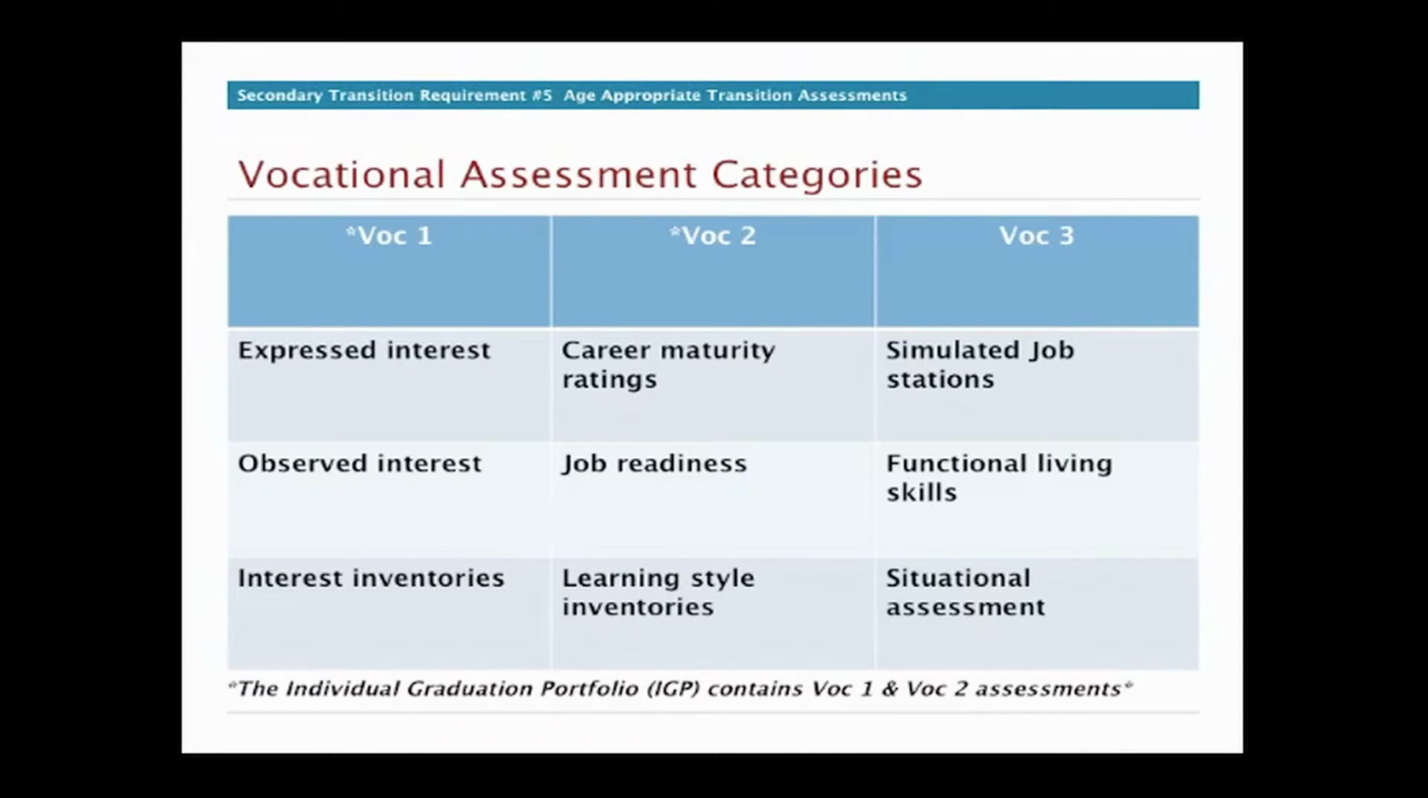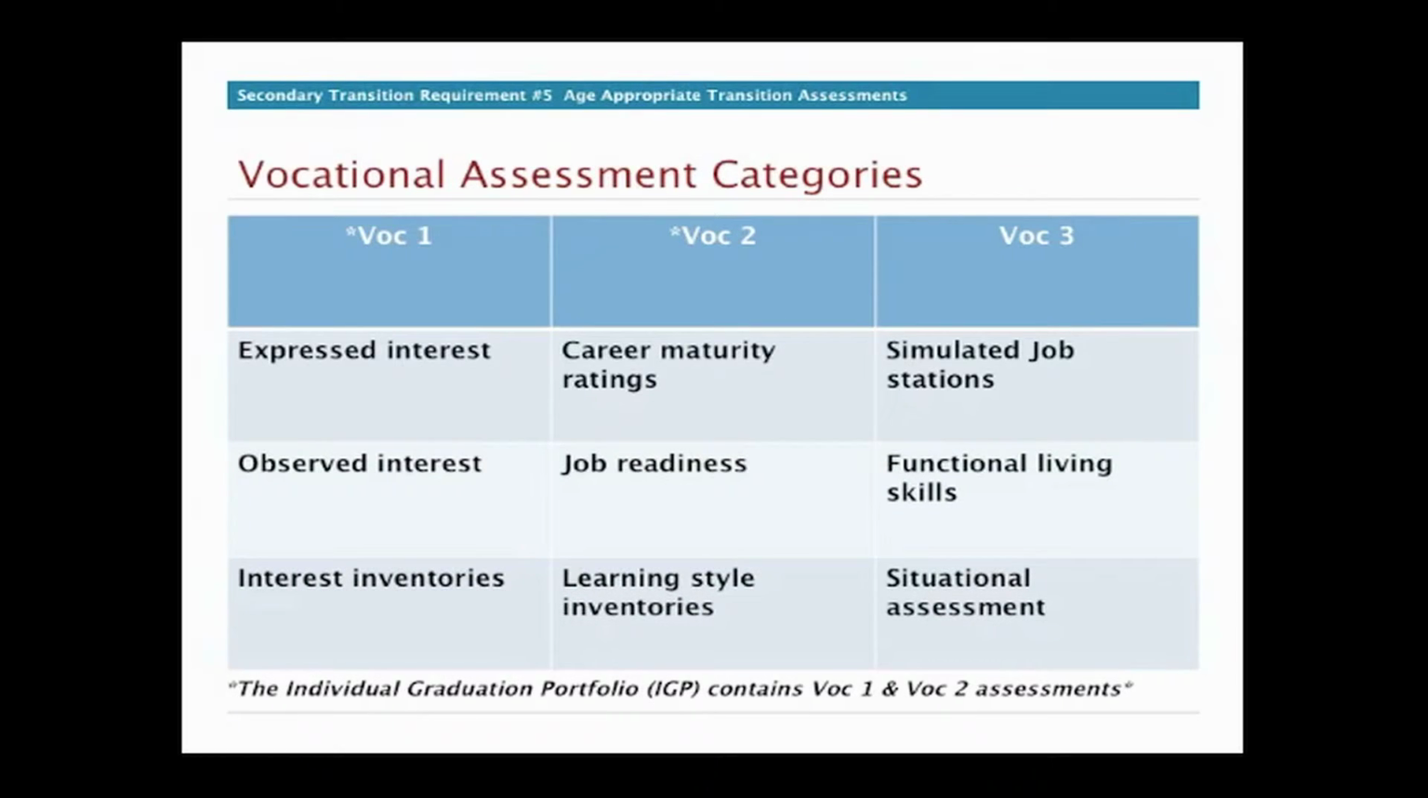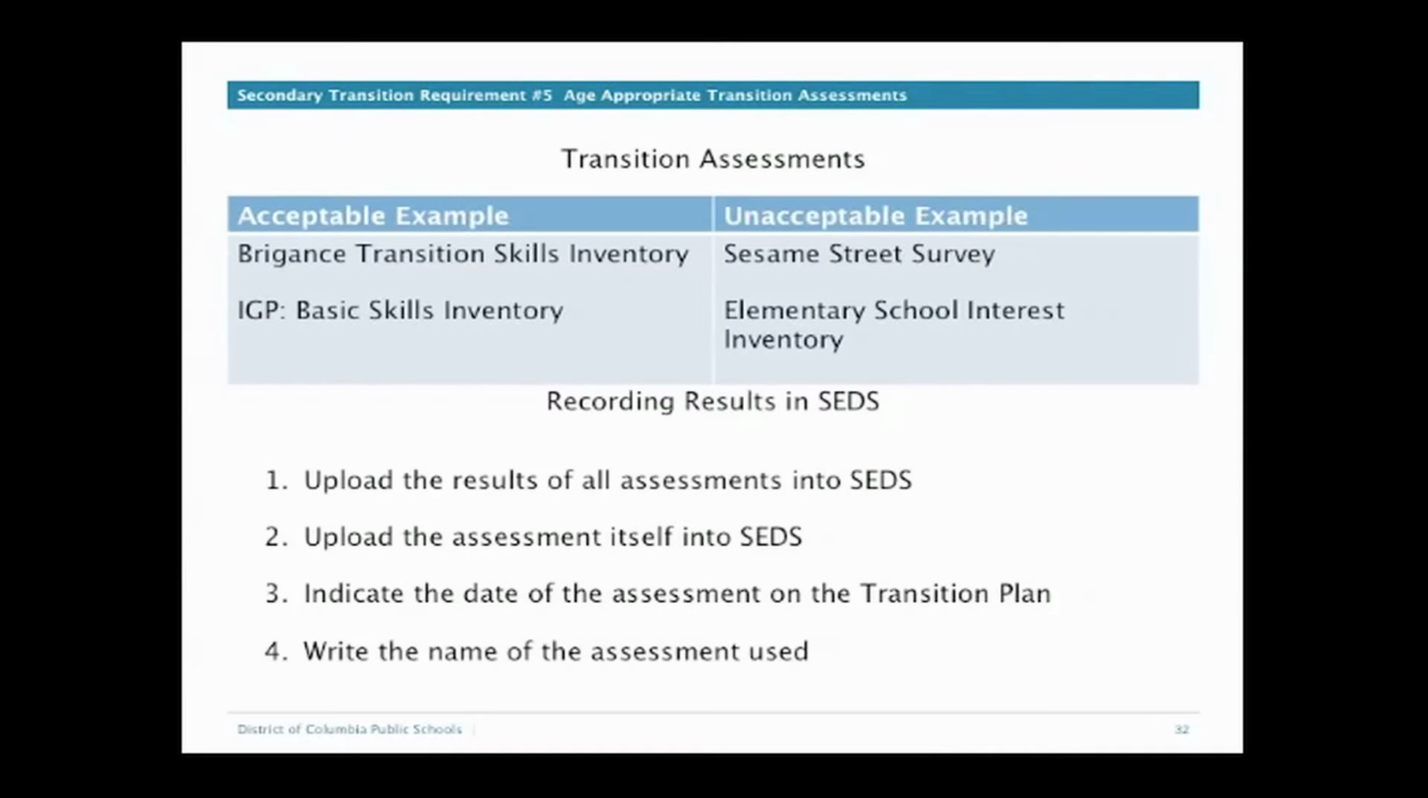In addition to the IGP, we are supplying a TSI Brigance assessment kit to our schools. Please use at least one TSI Brigance assessment as a part of your age-appropriate assessment documentation. In the event that you need a Vocational 3 assessment, please contact your special education coordinator or the transition office. If you look below, you can see an acceptable and unacceptable example of transition assessments.